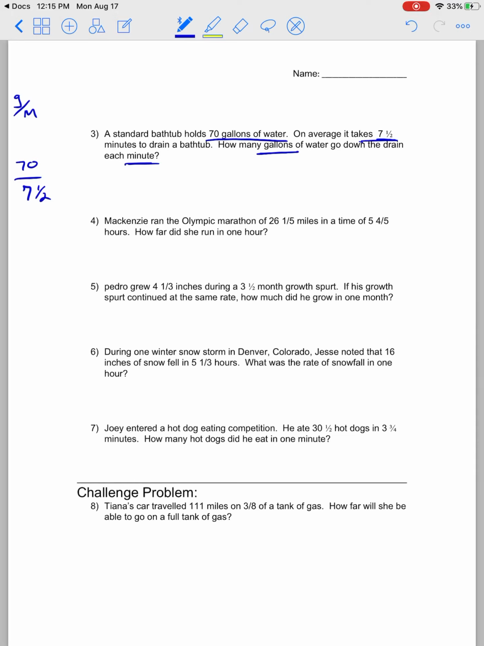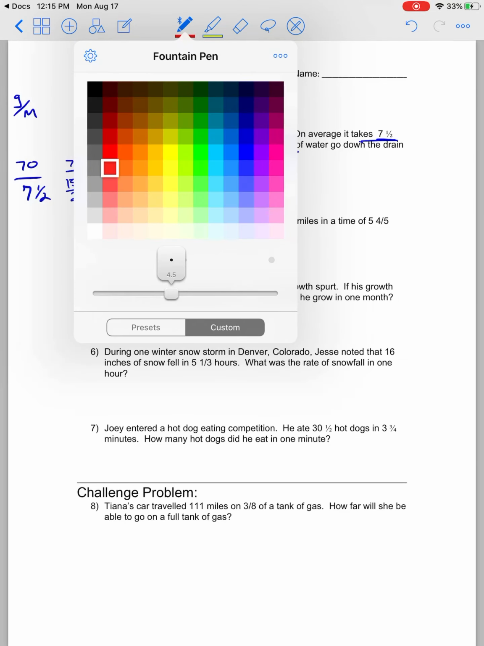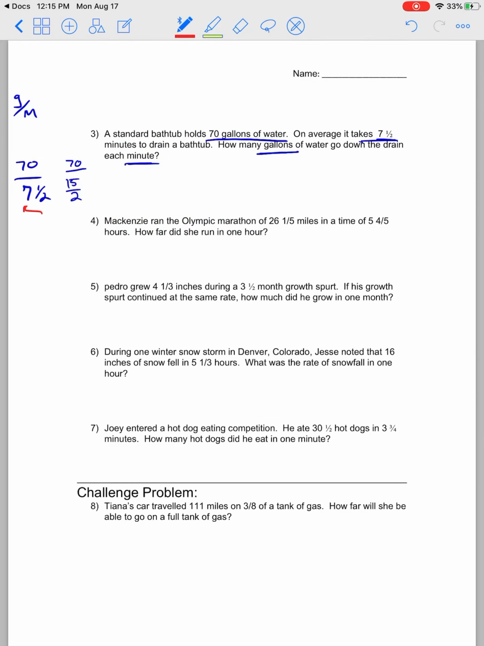Now, we've got to get that to a rate of 1 because we want a unit rate. Can we go ahead and divide the top by the bottom? No, you're right, we can't. We need to convert that complex fraction. So let's do that. 2 times the 7 is 14 plus the 1 is 15. So if you rewrite it, you'll have 70 over 15 over 2. And if you don't remember how we got there, remember, multiply, add.